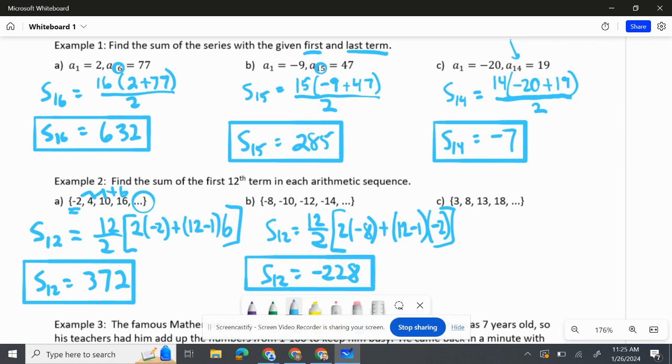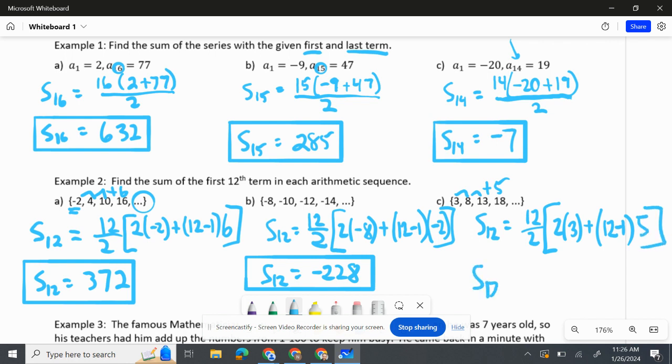For letter C, we're going to do the same thing, the sum of 12 terms. We have 12 over 2. We have 2 times 3 plus, and then what we have is 12 minus 1. And we see that our common difference is going up by 5. And so that right there gives us 366.